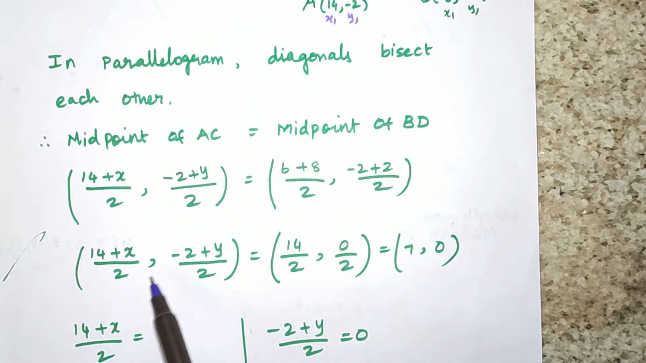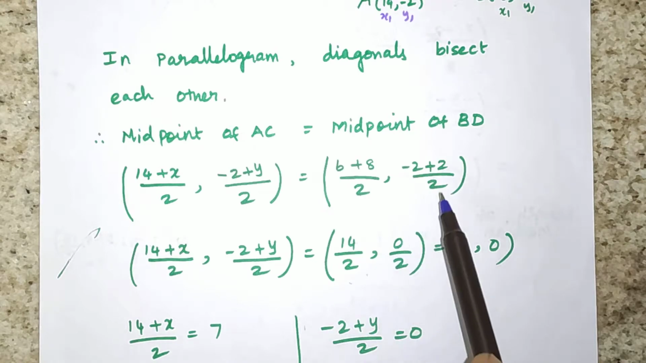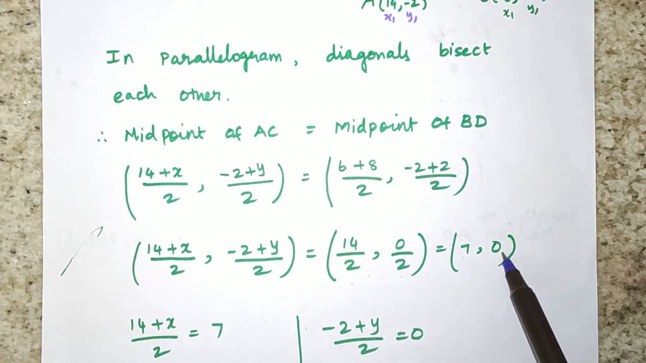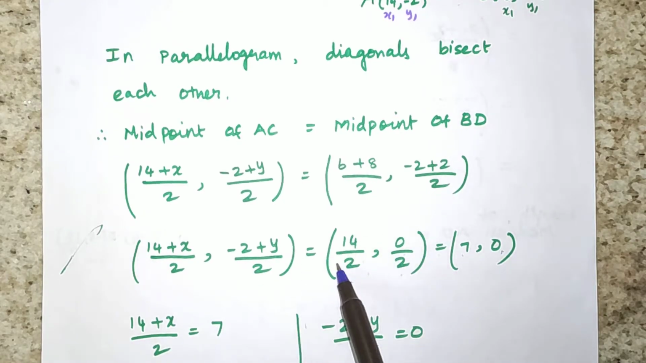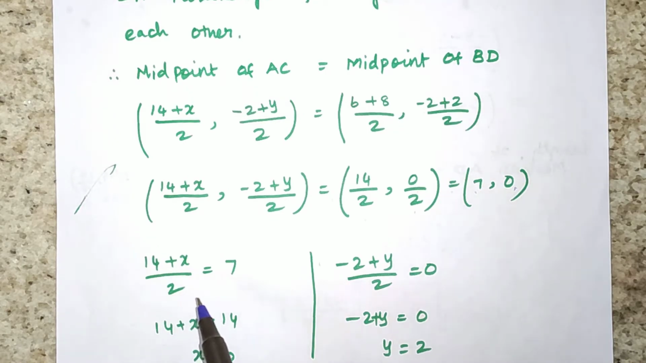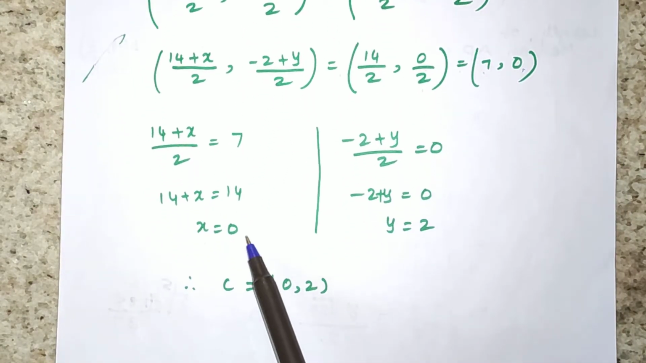So (14 plus x)/2, (minus 2 plus y)/2 equal to 6 plus 8 means 14, so 14 by 2 comma 2 minus 2 means 0 by 2. So 14 by 2 is 7 comma 0. These two are equal, so their coordinates are also equal separately. So (14 plus x)/2 equal to 7. If you cross multiply this 2, 14 plus x is equal to 14. So x is equal to 14 minus 14, which is 0.